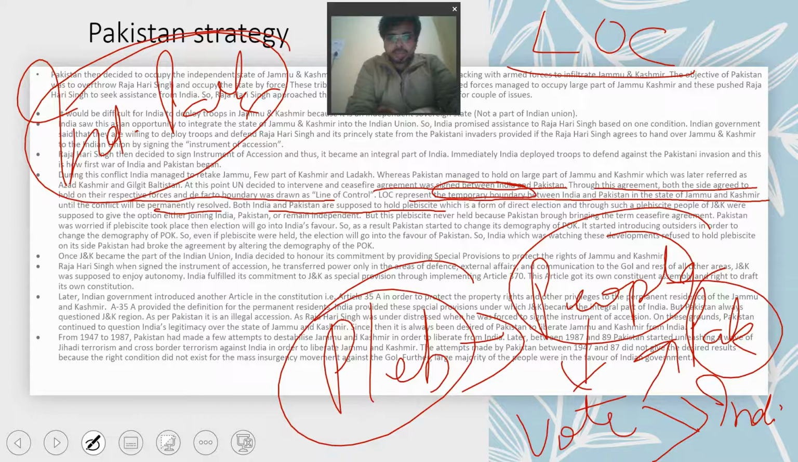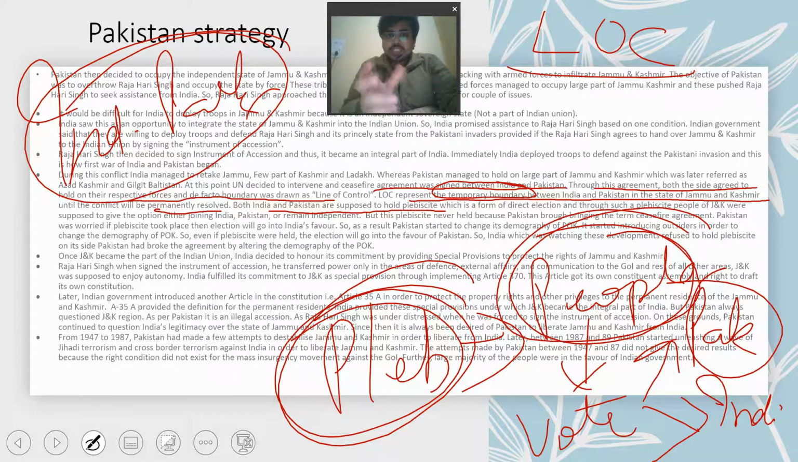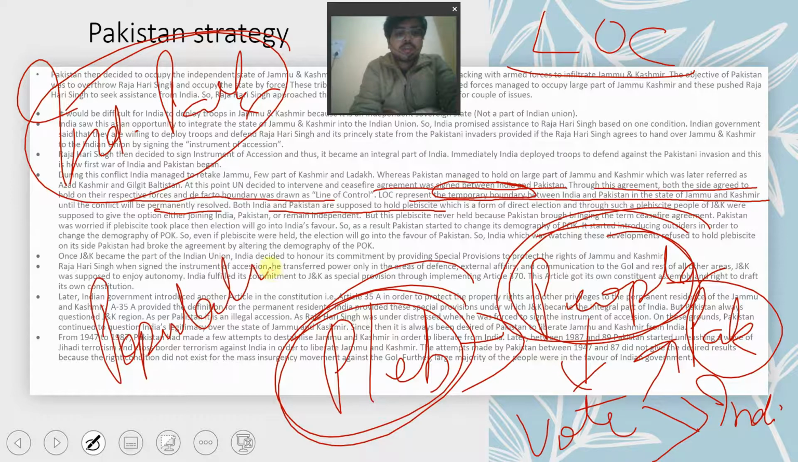So what happened? Now what is the game in this plebiscite? In the plebiscite the game will be of people. Okay, how many people will vote in favor of India and Pakistan. Now what happened? Pakistan tried to change the demography of that region. Demography means Pakistan tried to change the population of the region present in Pakistan-occupied Kashmir. Pakistan started to pump outsiders into that region. So who will the outsiders be? That is the Pakistani people.